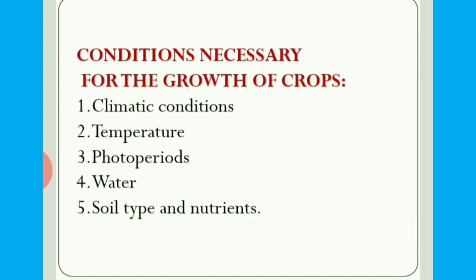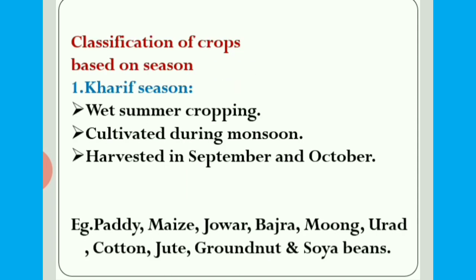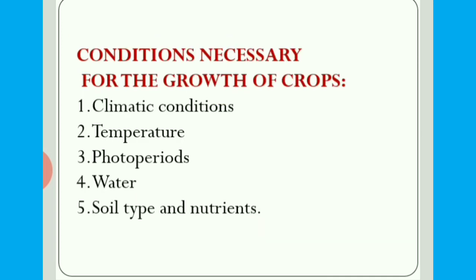Now we are going to see what are the conditions or the abiotic factors which are necessary for the growth of plants. The first factor is climatic conditions. If we take climatic conditions, some plants will grow in a hilly region. Such plants will never grow in plains. For example, coffee grows well in hills, but it never grows in plains. Second one is temperature. If the temperature is higher, what happens? There will be denaturing of the chlorophyll. So plant growth will be affected. So temperature also plays an important role in the growth of crops.